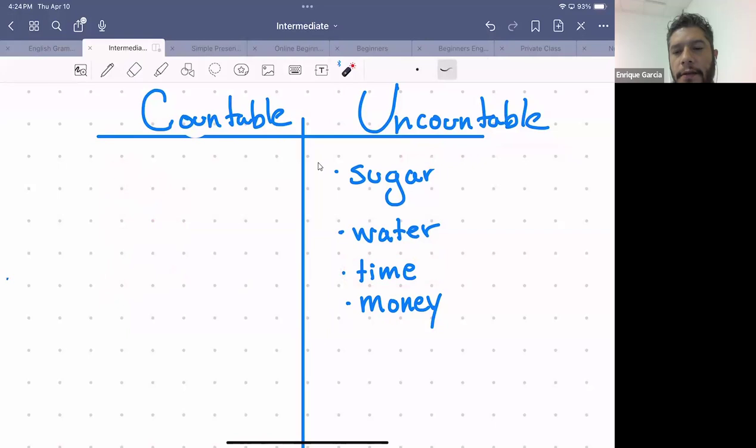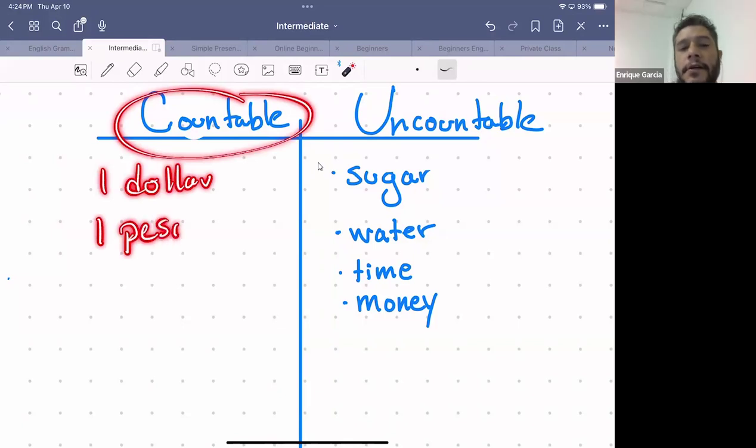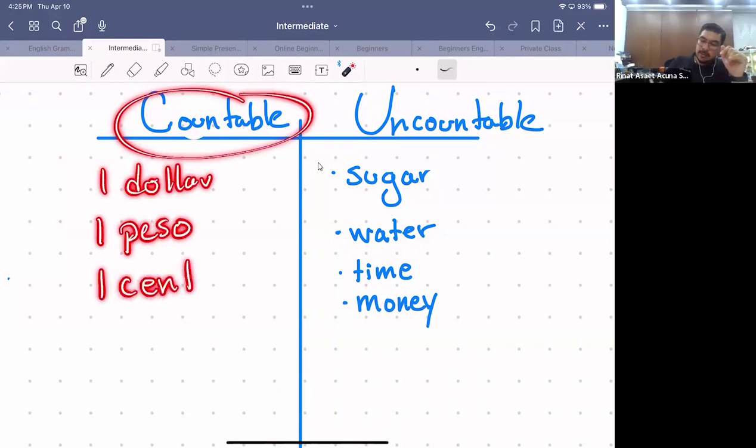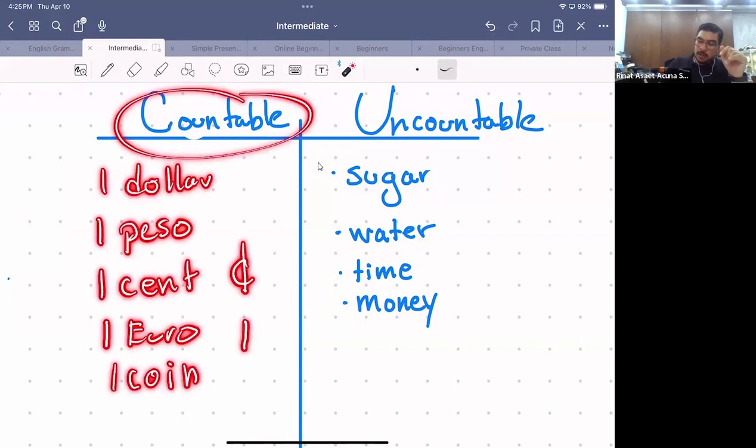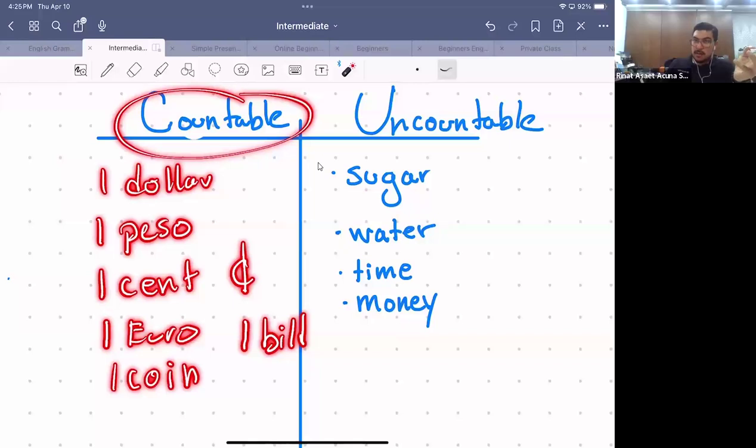Money, the same thing. For countable, we can say $1, one peso, 1 cent, centavo, 1 euro, 1 coin, one bill. Bill es como decir billete. So these are countable, okay?